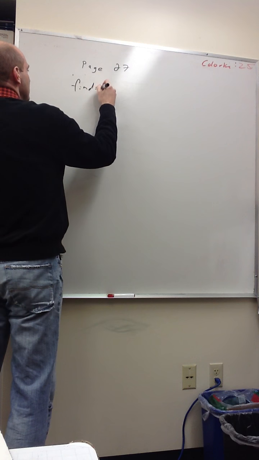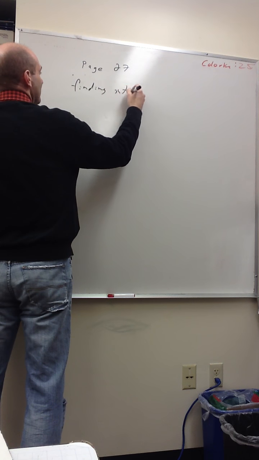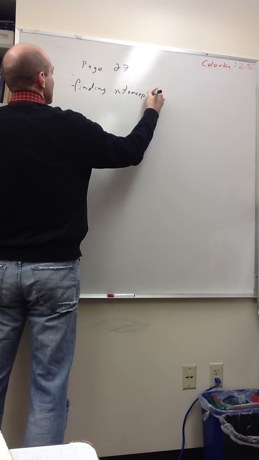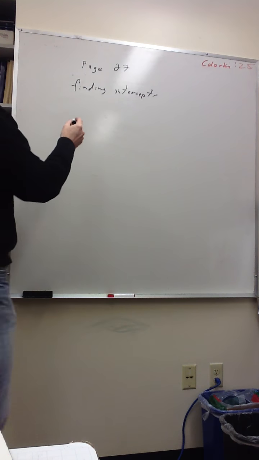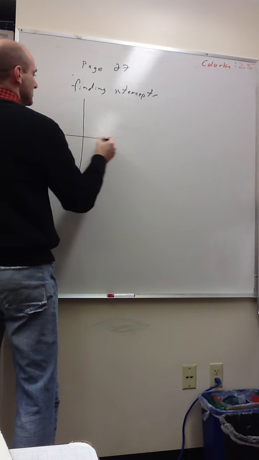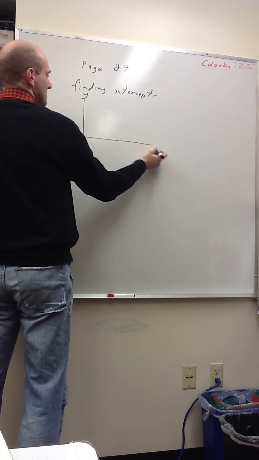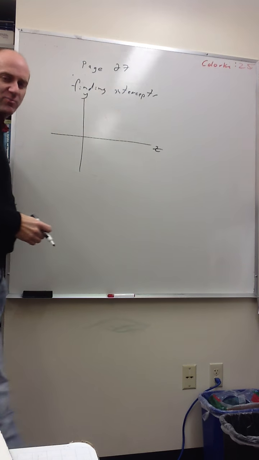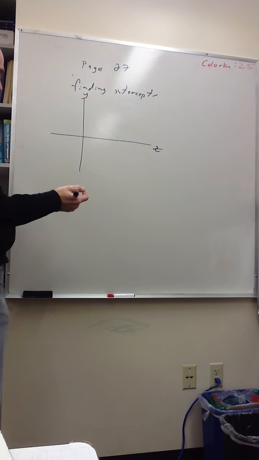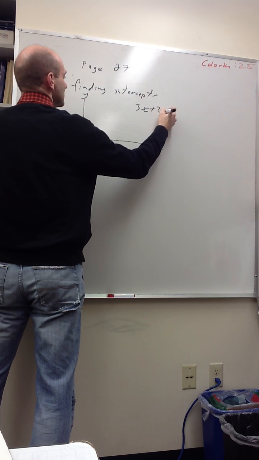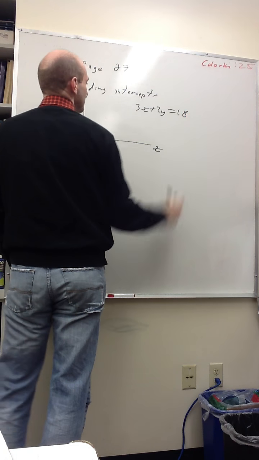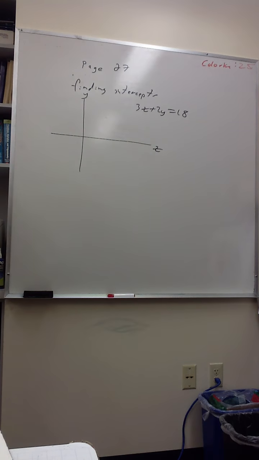Next topic is really helpful when it comes to graphing lines. And that's simply finding the intercepts, meaning the x and y intercepts of an equation. So if you picture a little graph, y on the vertical axis, x on the horizontal axis, and let's say we have the equation 3x plus 2y equals 18. Clearly this one is written in standard form.